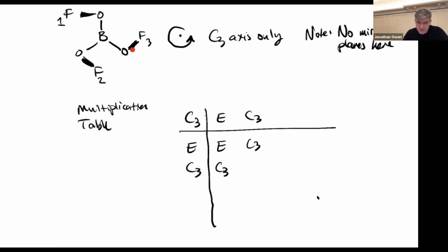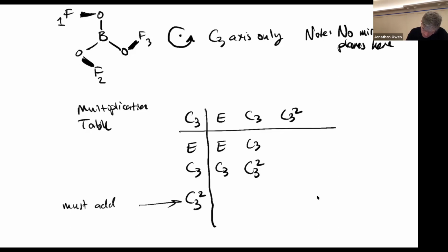So C3, C3, what sends fluorine 1 all the way over to fluorine 3? Well, it turns out it's C3 twice, which is sort of boring, but C3 twice is its own operation. And we have to add it to our table now. Okay. So now if we do C3 twice times E, we get C3 twice. E times C3 twice. It's fine.